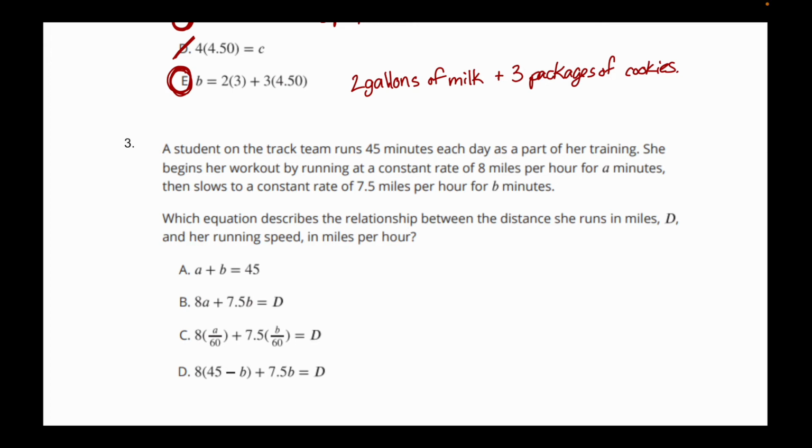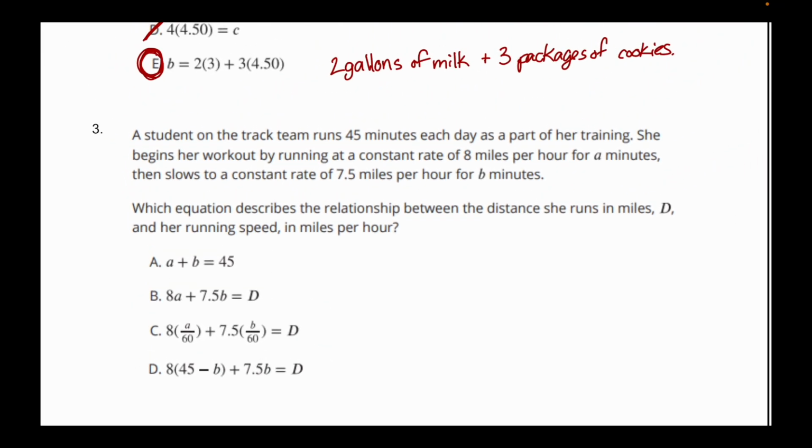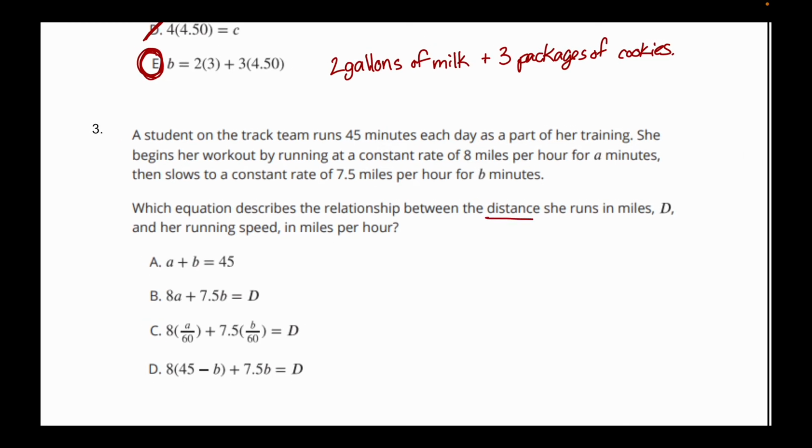Okay, so 45 minutes, 8 miles for A. Okay, so even though A is true, she is running for those minutes and they should add up to 45. We want the relationship that describes the distance she runs and her speed.